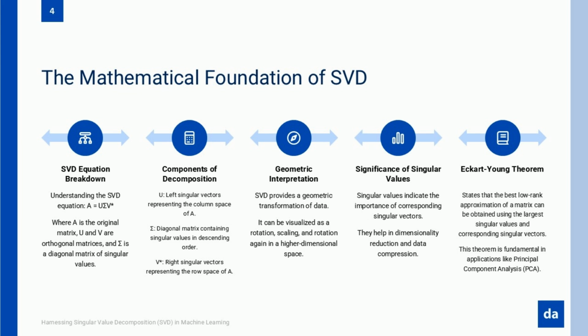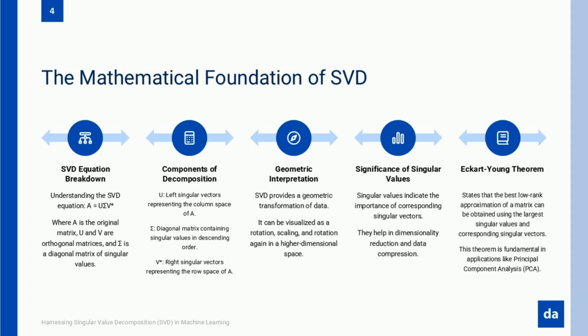The matrix U contains what we call the left singular vectors, which represent the directions of maximum variance in the output space. Think of these as the fundamental patterns that emerge when our data is transformed. These vectors are orthogonal to each other, meaning they represent completely independent directions in the data space.